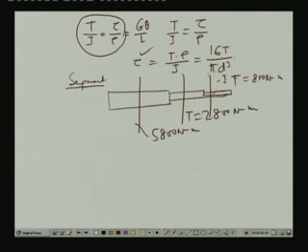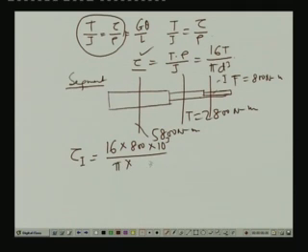Now, if we compute the values of the stresses corresponding to these 3 segments, segment 1, segment 2 and segment 3, tau for segment 1 is equal to 16 times T, which is 800 Newton meter into 10 to the power 3, divided by pi times d cube, and d in this particular case is 40 cube, and this comes eventually as 63.7 MPa.